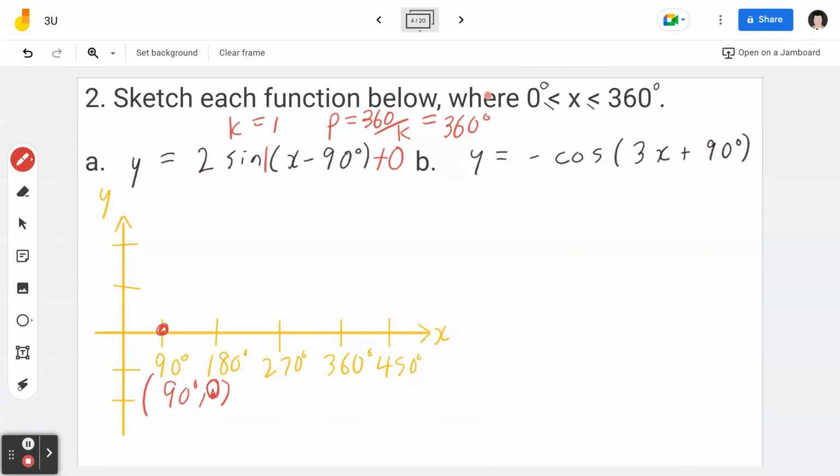So I know where I started, I know where I'm going to stop. Now it's a sine function, so the midpoint is going to be right there. And if you think about this point, this is going to be 270 and 0. Now, the only step left is step 3. You need to know where's the maximum, where's the minimum. Look at the amplitude. The amplitude is 2. So when you think about the maximum, it's going to go right by 180. You're going to go up by 2. So this is going to be 180 degrees and 2.